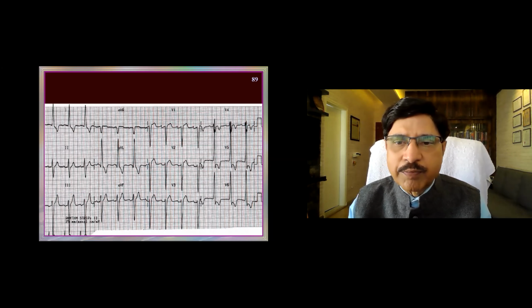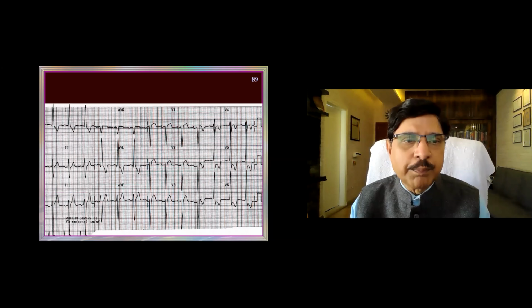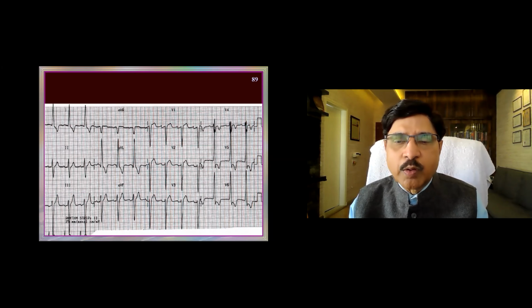Okay. Now, what is the axis here? Right axis or left axis or normal? All are not upright. L1 is up and L3 is down, which means there is left axis criteria. Left axis is there.